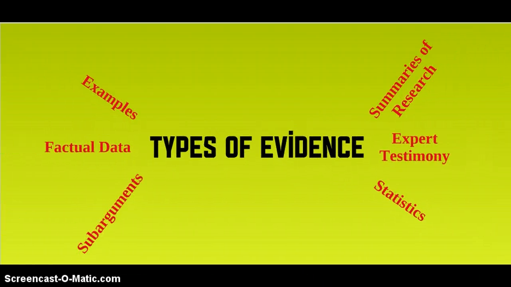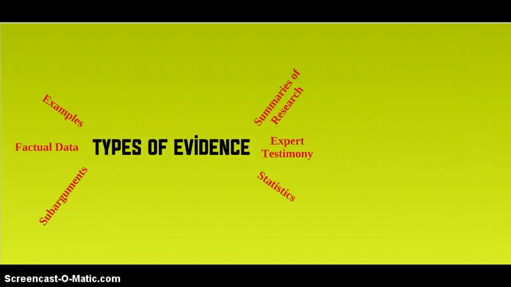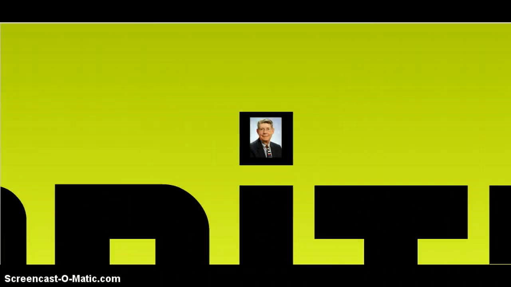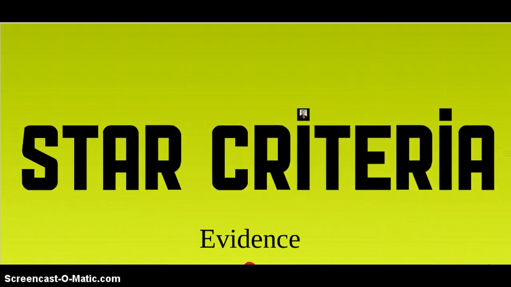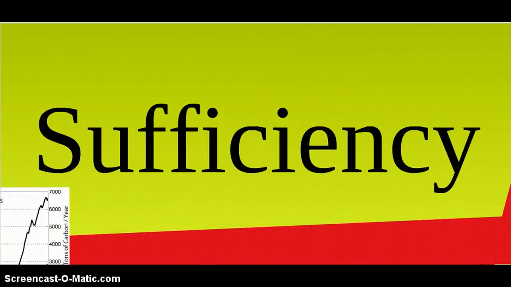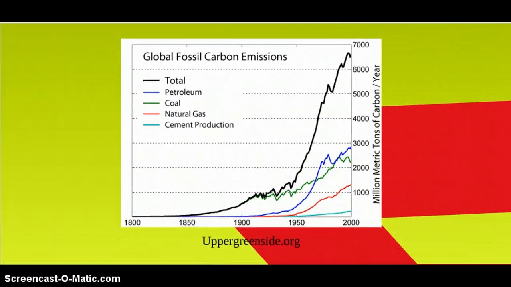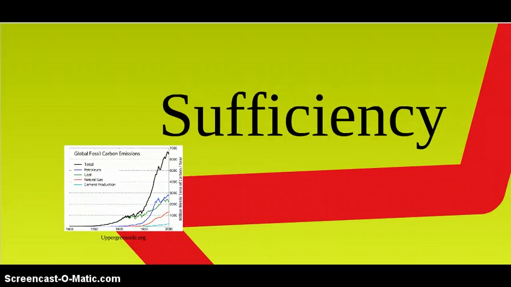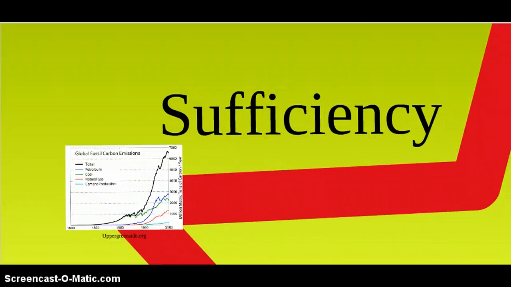No matter what type of evidence you use, make sure that you are adhering to what rhetorician Richard Fulkerson calls the STAR criteria. There are 4 criteria in the STAR method. First of all, address the sufficiency of your evidence. Basically, this means, is there enough evidence? Have you compiled enough data or a sufficient amount of data to prove your point, or do you need to find more evidence to convince your readers?